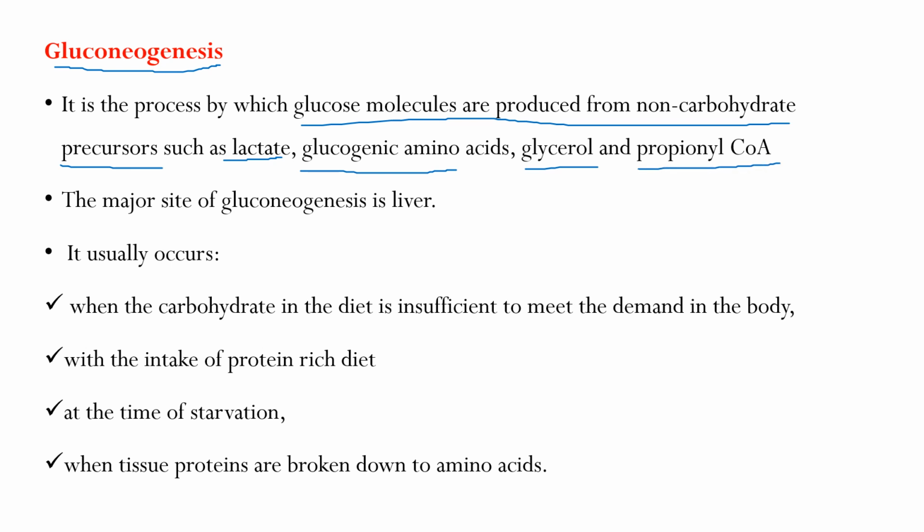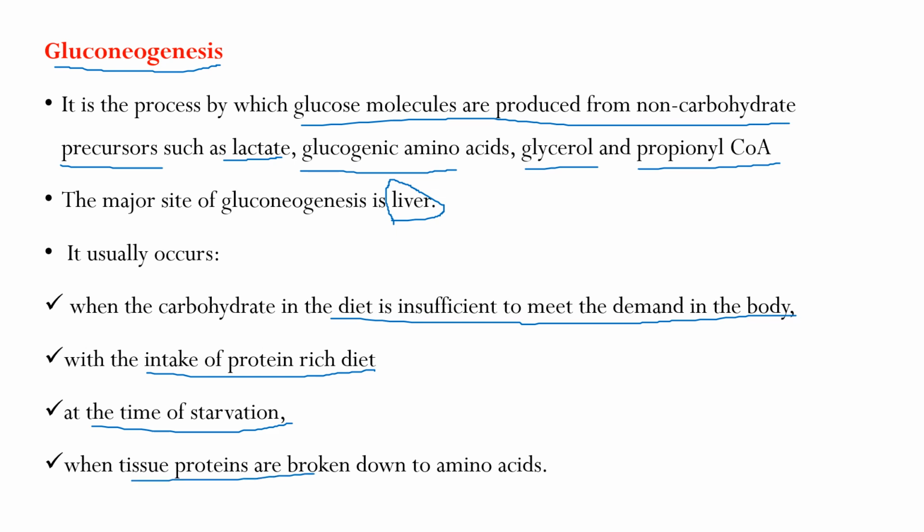The major site for gluconeogenesis is the liver, and it usually occurs when the carbohydrate in the diet is insufficient to meet the demand in the body, or it may occur with intake of protein-rich diets, or it may occur at a time of starvation, or it may occur when tissue proteins are broken down and amino acids are produced. In these conditions, this process can occur in the body.